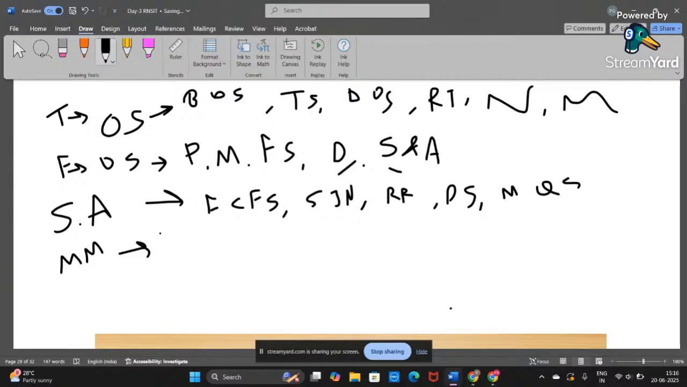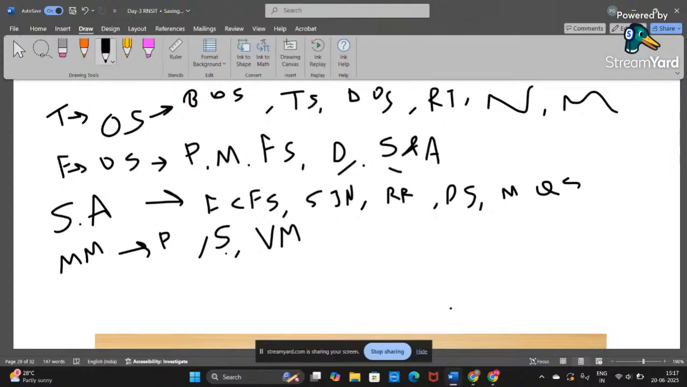In that, we have seen what is paging. Then we have seen what is segmentation. And then we have seen what is virtual memory. What is paging? It divides the memory into fixed size pages and frames, and it has a logical address as page number plus offset. That is the logical address of the paging.